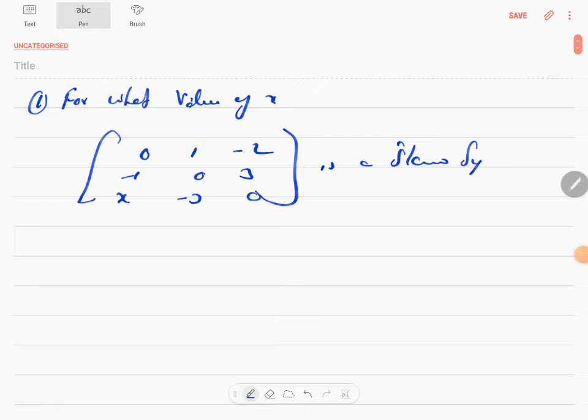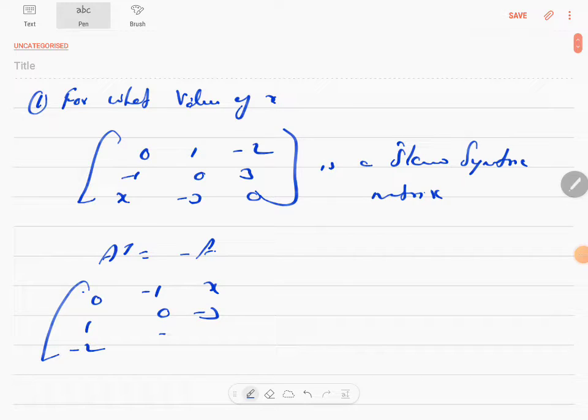Skew symmetric matrix. What is the meaning of that? When transposed, it becomes negative. That is, A transpose is equal to minus A. That's what skew symmetric means. So let's transpose it: [0 -1 x; 1 0 -3; -2 3 0] is equal to minus A.